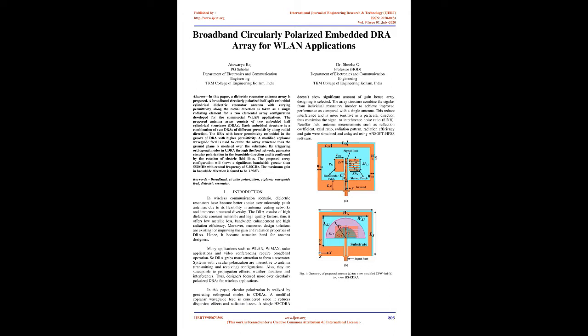The proposed array configuration shows a significant bandwidth greater than 550 MHz with a central frequency of 5.25 GHz. The maximum gain in the broadside direction is found to be 3.99 dB. Keywords: broadband, circular polarization, coplanar waveguide feed, dielectric resonator.